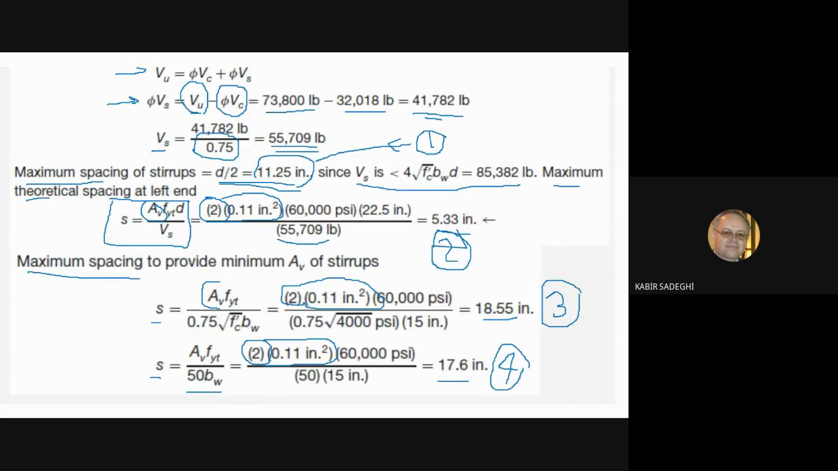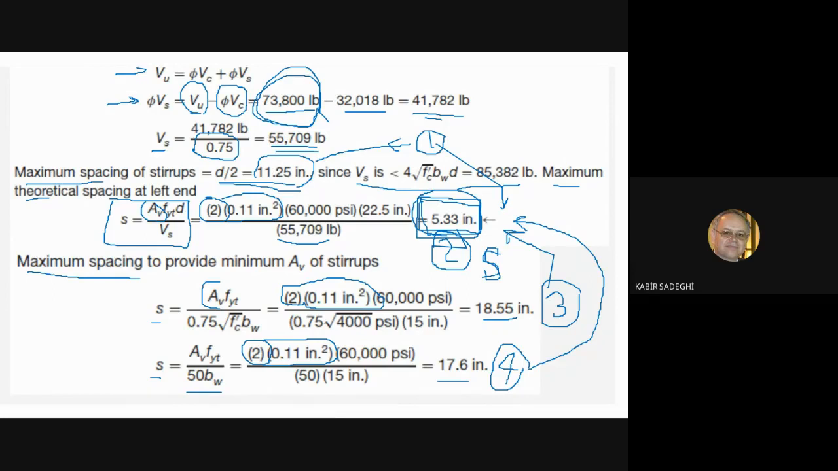And the minimum of these 3, 4 values, if you see, the minimum is 5.33 inches. Therefore, we select this one as S. This is S for applied Vu max. If you put this S everywhere on the length of the beam, it's okay from the point of safety, but is not good economy.